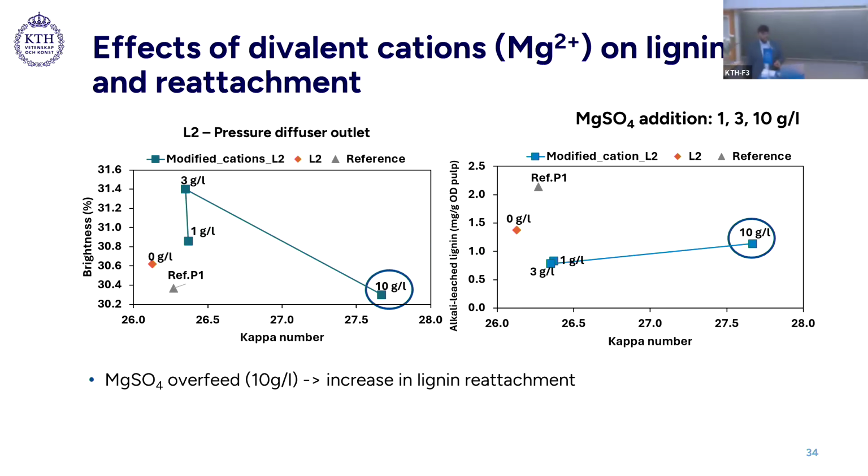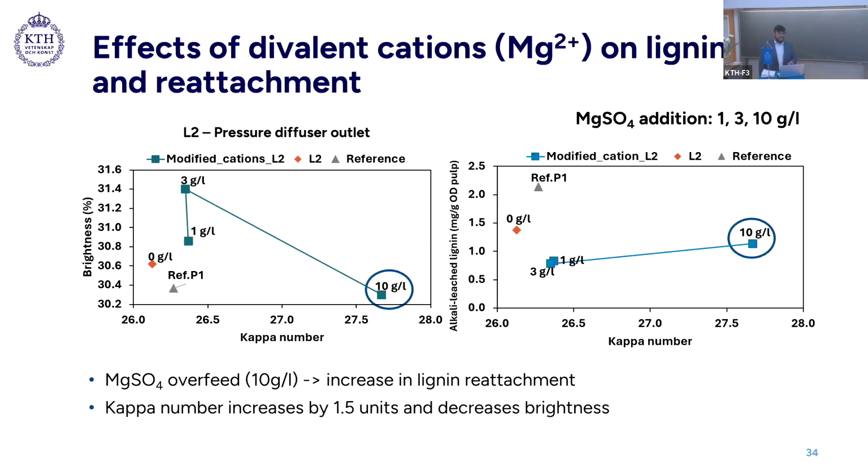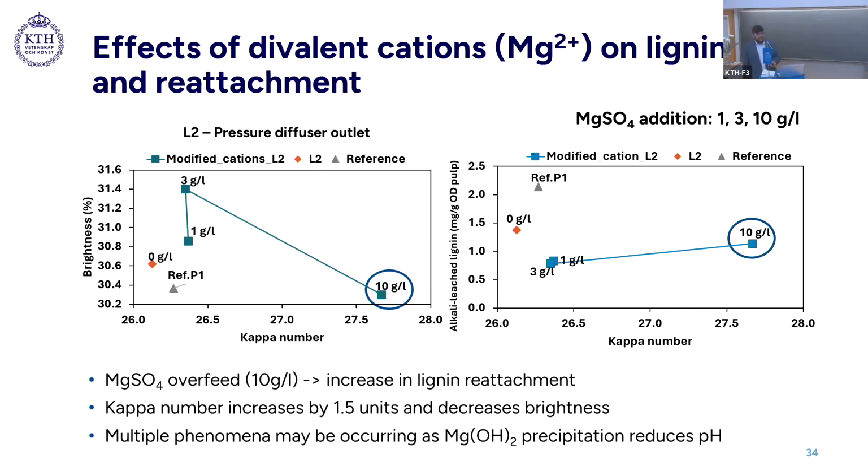With overfeed, we could see an increase in lignin reattachment, seeing an increase in kappa number and a decrease in brightness, and the kappa number increases were around 1.5 units. And it is also to be noted that multiple phenomena may be occurring, as magnesium hydroxide precipitation reduces pH.